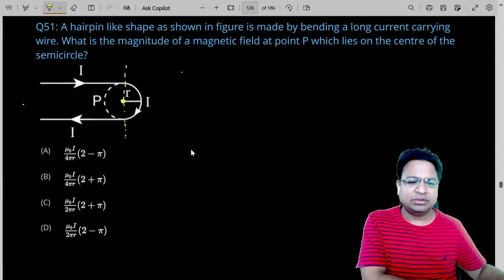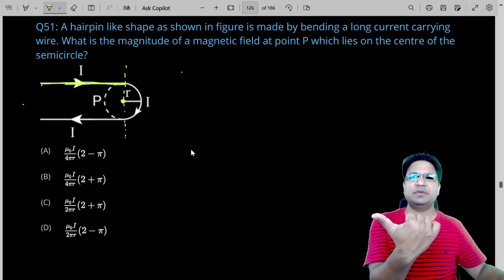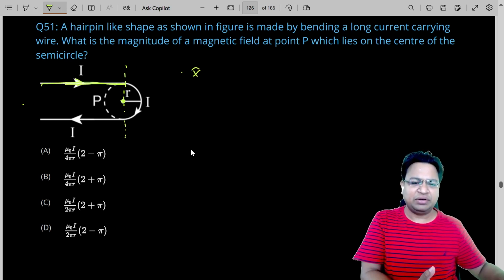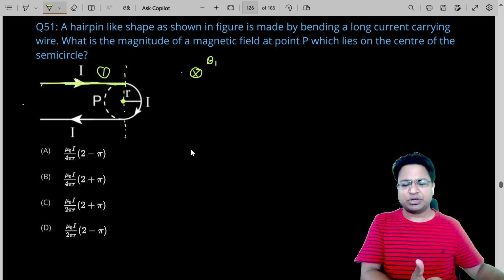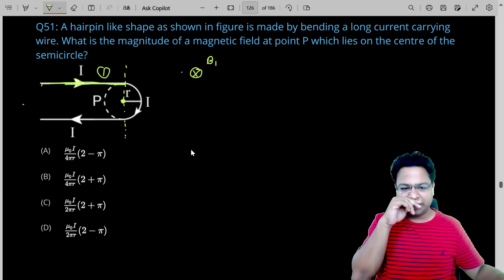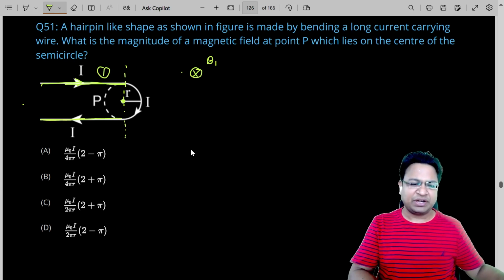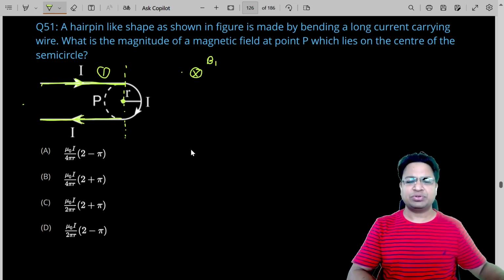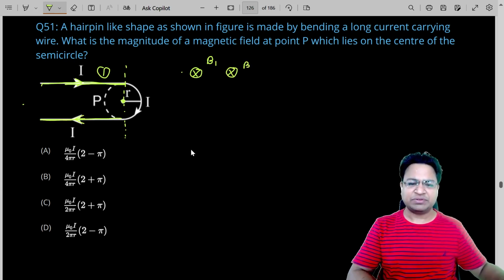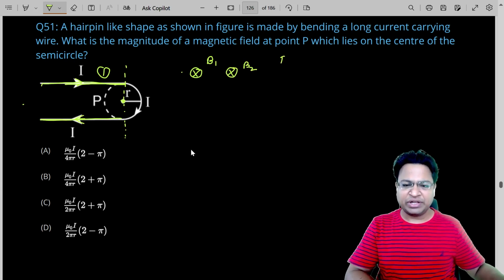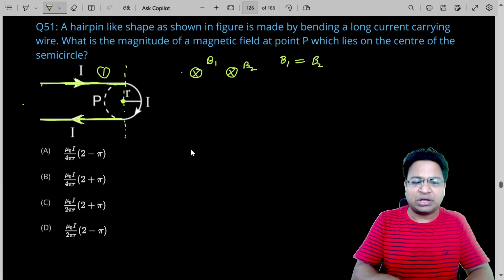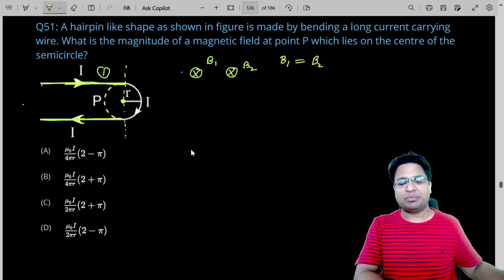So this would be a semi-infinite wire, which will produce a magnetic field at P in the inward direction. Let me call it B1, and let me call this wire 1. That would be the contribution of this semi-infinite wire. Similarly, the other semi-infinite wire will also produce an inward magnetic field. Let's call it B2. You might have already guessed that B1 will be equal to B2 because both are semi-infinite wires and both lie at the same perpendicular distance from point P.